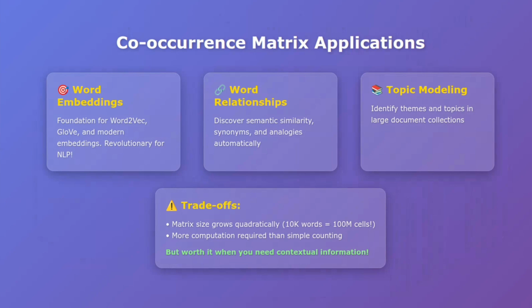But yes, there are trade-offs. The matrix size grows quadratically. If you have 10,000 words, that's a 10,000 by 10,000 matrix with 100 million cells. That's memory intensive. It also requires more computation than simple counting. You're doing more work to capture more information. But when you need that contextual information, it's absolutely worth it.